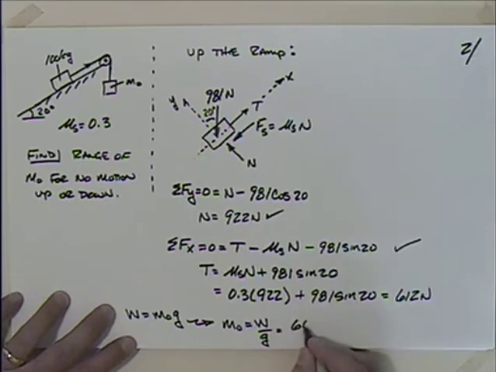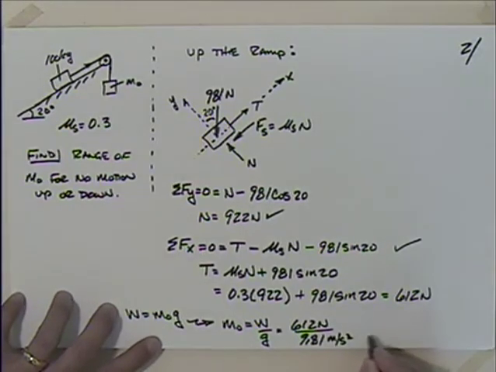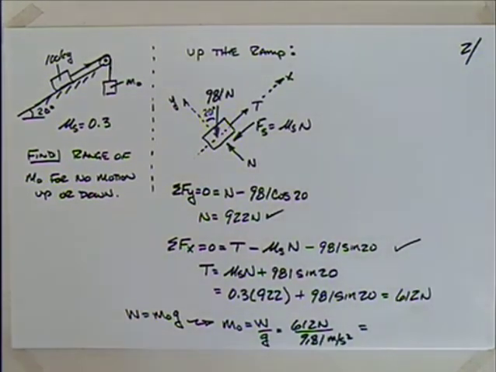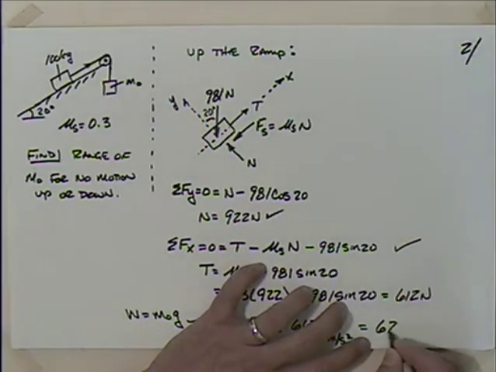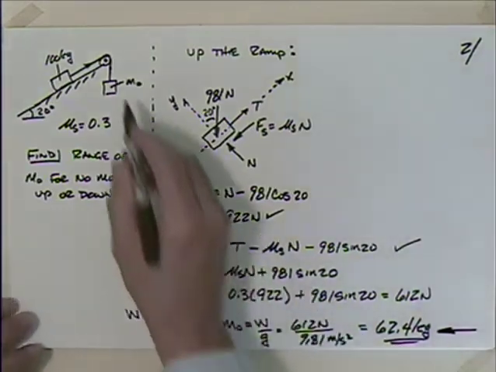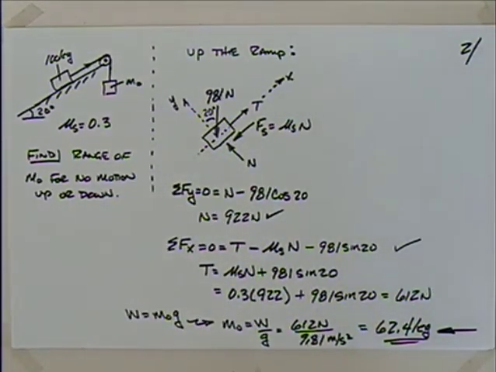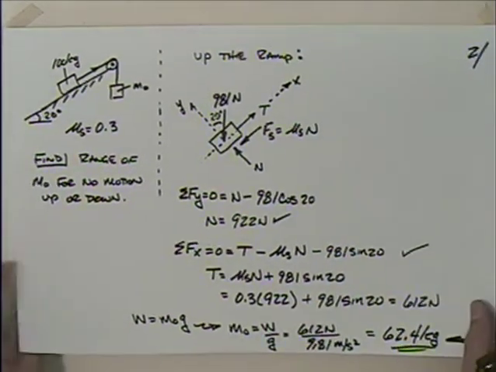So I'll take this 612 newtons and divide by 9.81 meters per second squared and come up with 62.4. So we'll say 62.4 kilograms. That would be the amount of mass for m naught to have motion up the ramp. Okay, so that's the high end on this. Let's look at the other one, which would be the low end, motion down the ramp. So let's go to that one.